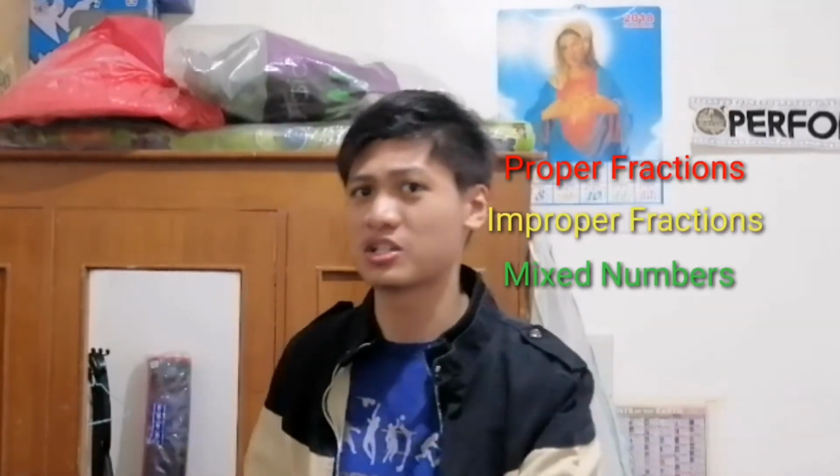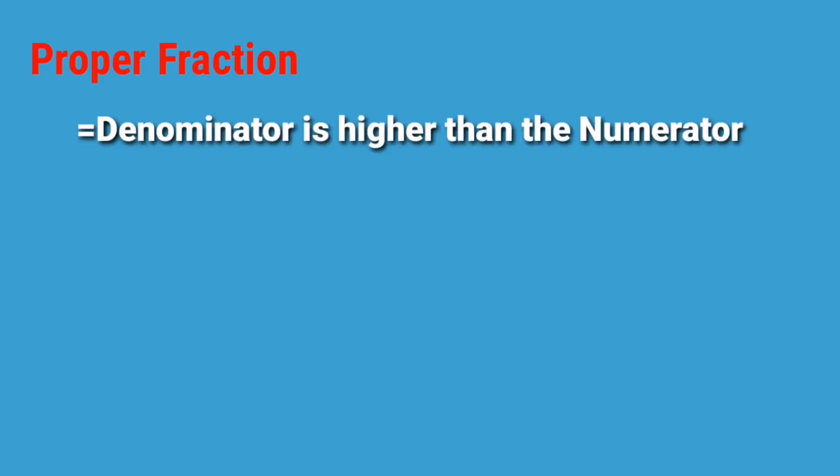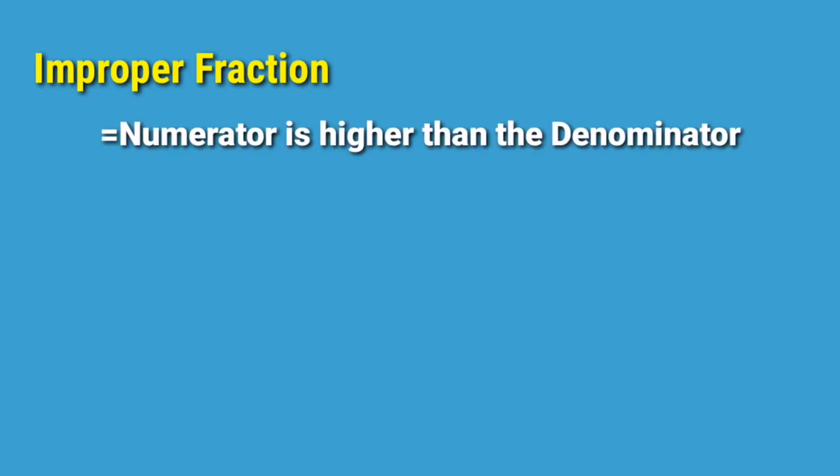There are actually three types of fractions. We have the proper fraction, improper fraction, and mixed numbers. A proper fraction is a fraction wherein the denominator is higher than the numerator, such as 3/4, 3/7, 5/6, and more. We also have improper fractions wherein the numerator is higher than the denominator: 9/7, 3/2, 5/4. Those are examples of improper fractions.